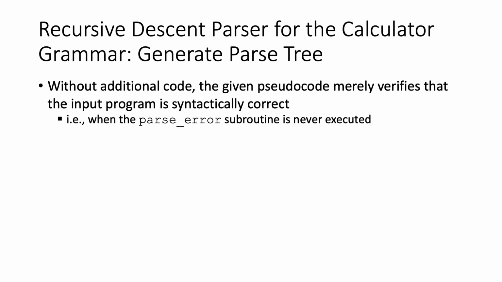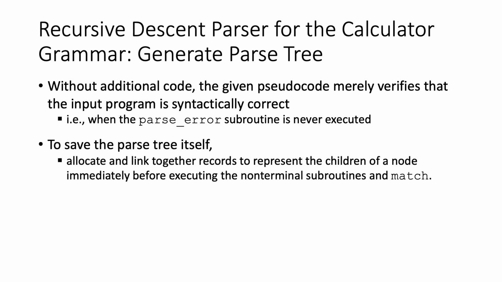To be useful to the rest of the compiler, the parser must save the parse tree. To save the parse tree itself, we can allocate and link together records to represent the children of a node immediately before executing the non-terminal subroutines and the match invocation.